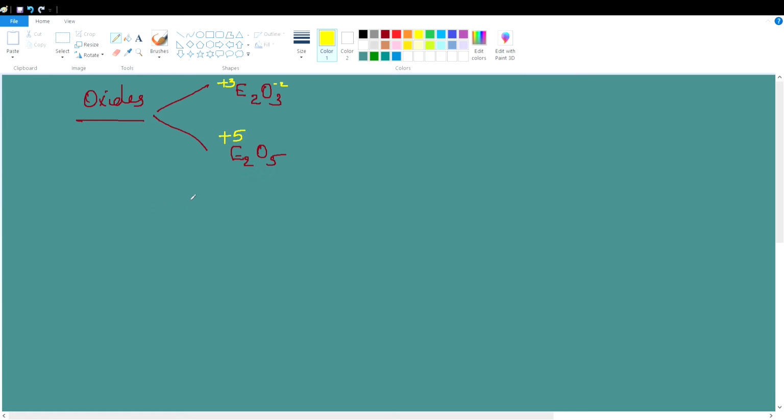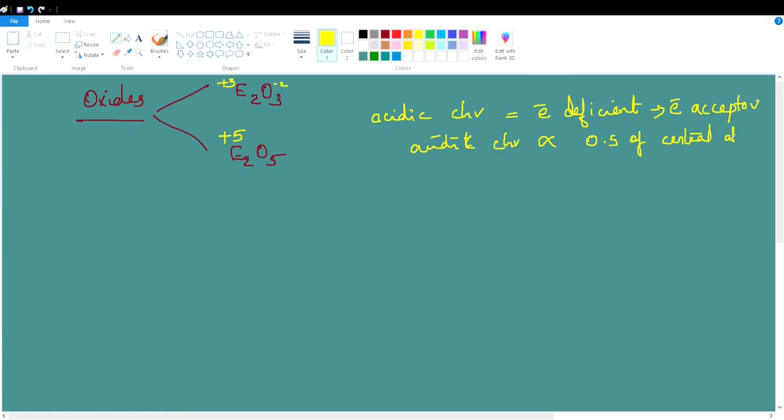When we compare the acidic character of these oxides, acidic character can be explained in terms of electron deficiency. Acids are electron deficient substances. They act as electron pair acceptors. Acids are electron deficient, hence they are electron acceptors. So this can be connected with the oxidation state on the central atom. Acidic character is directly related to the oxidation state of the central atom. Higher the oxidation state, greater the acidic character. As the oxidation state on the central atom increases, electron deficiency increases, hence acidic character increases.